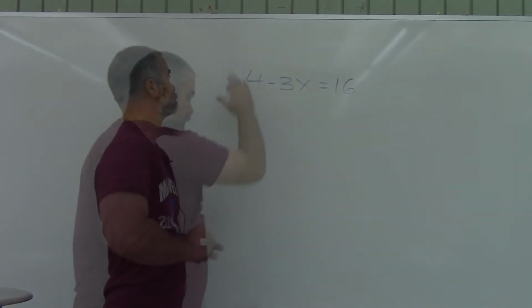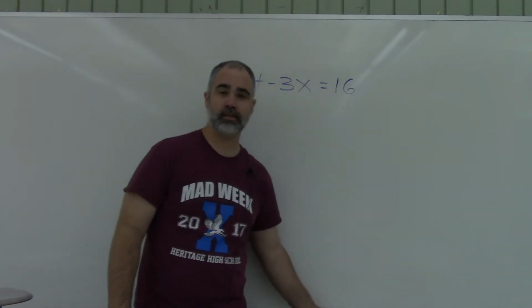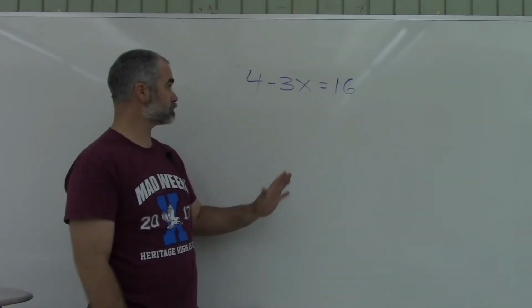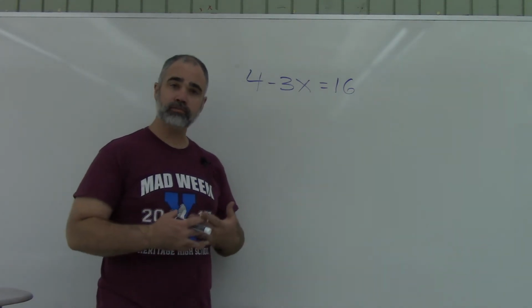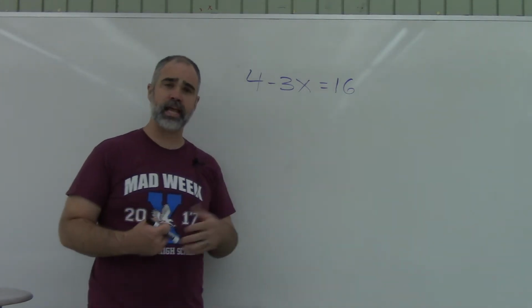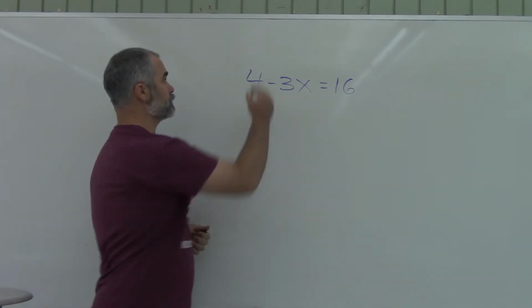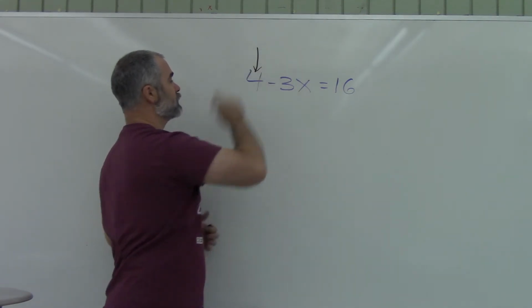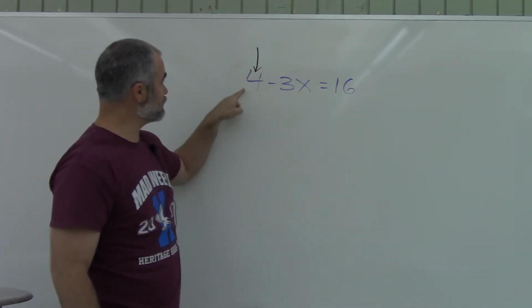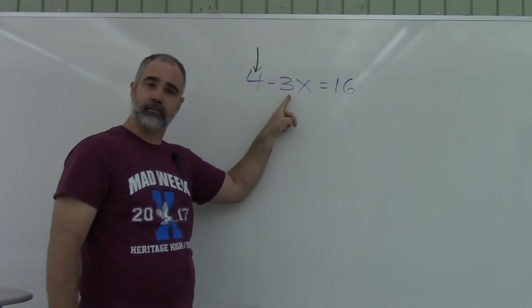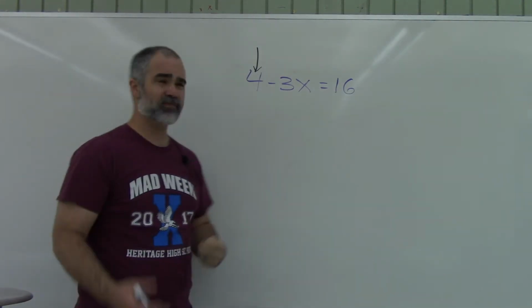How about this one? All right, this one has some additional challenges in it. Remember, multiplication division we should probably save for the end, which means that we should probably try to deal with this 4 first. But there's not really any symbols around it. I know I'm subtracting 3x, but this 4, what do I do with it?